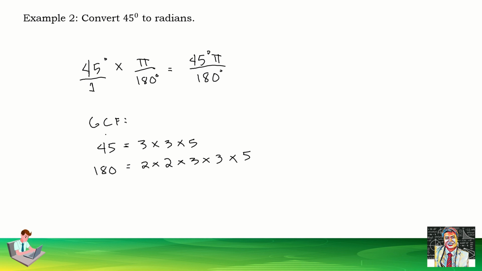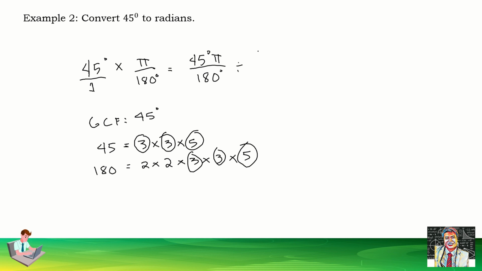Okay? So, GCF is the greatest common factor. So, kunin lang natin yung common sa kanila, which is pare-pareha silang mayroon niyan. So, therefore, ang common factors nila, which is 3 times 3 gives us 9 times 5 gives us 45. So, therefore, since degree yan, the GCF of 45 and 180 degrees is 45 degrees.